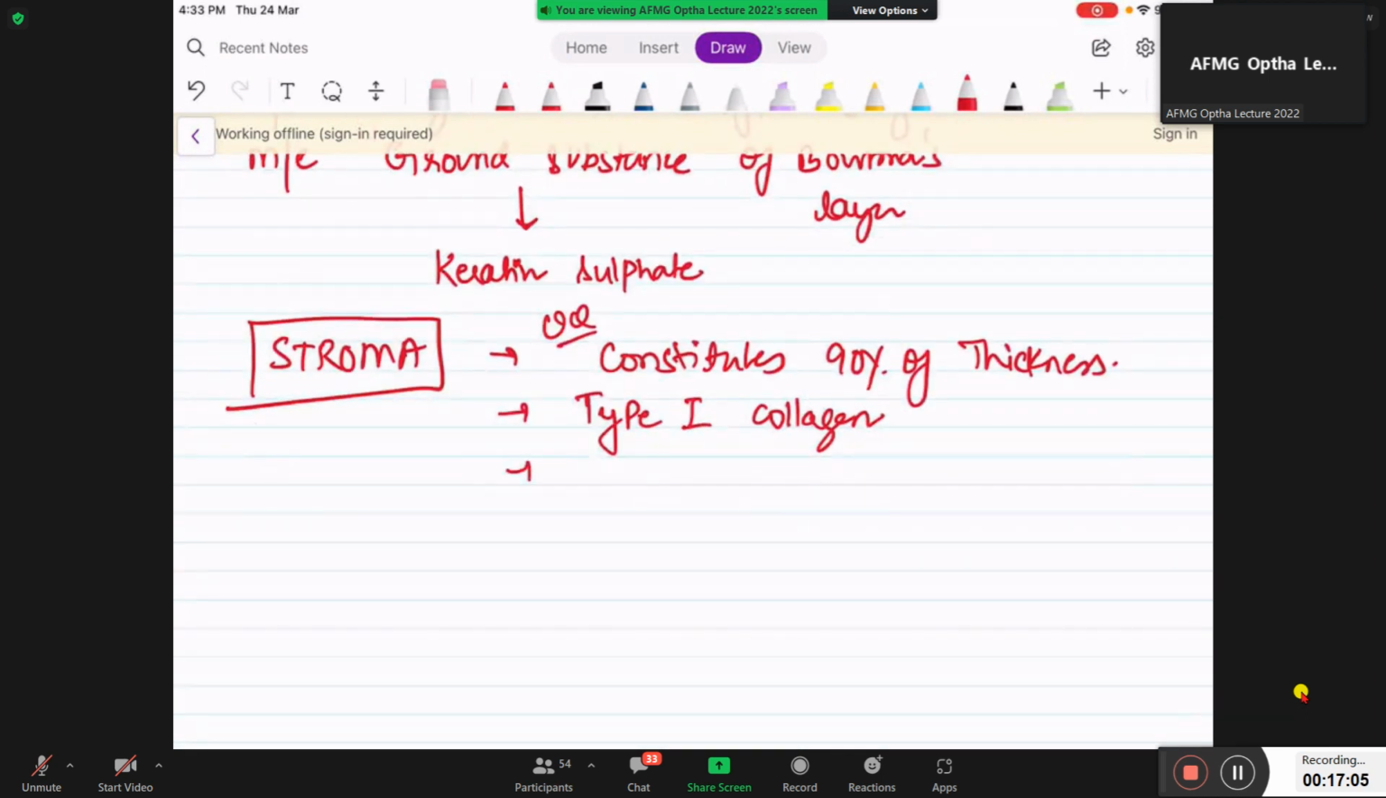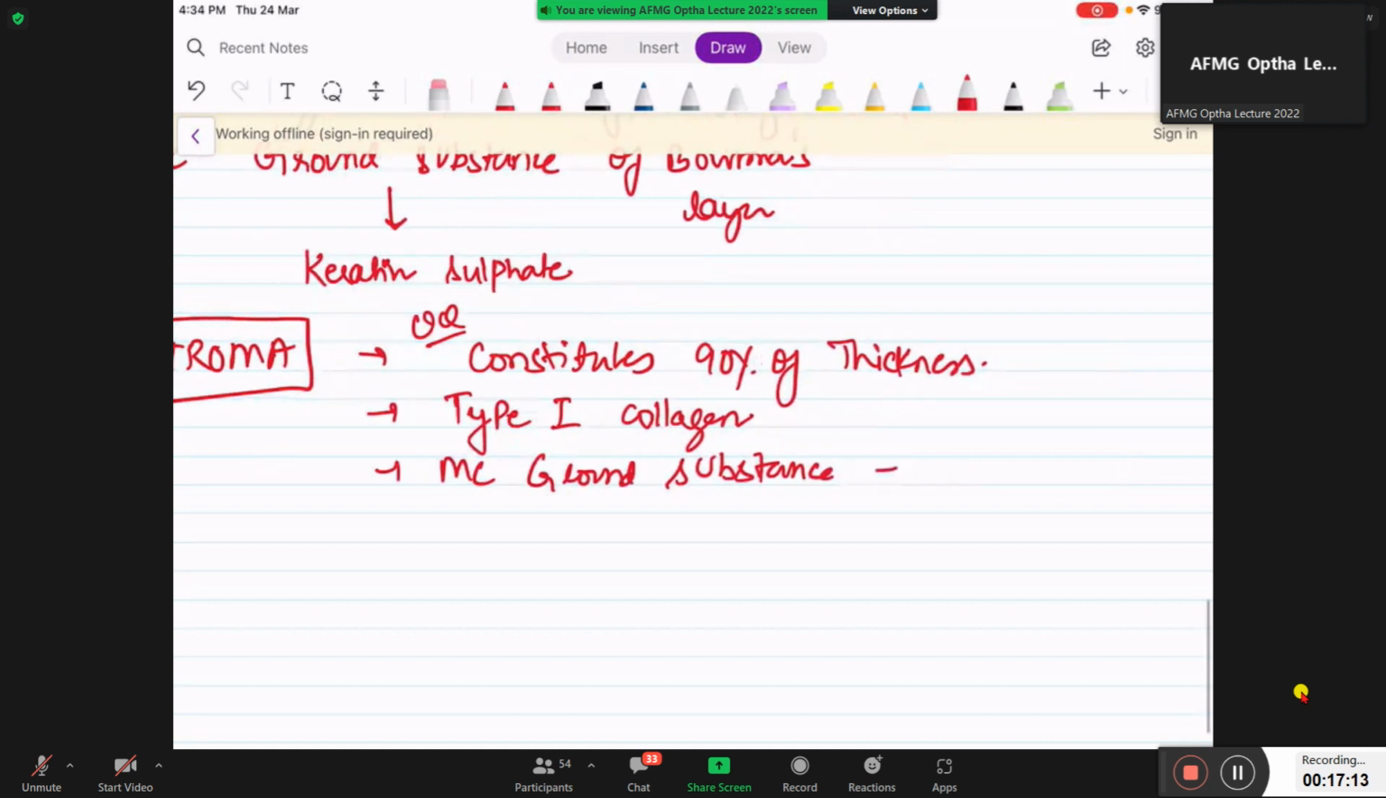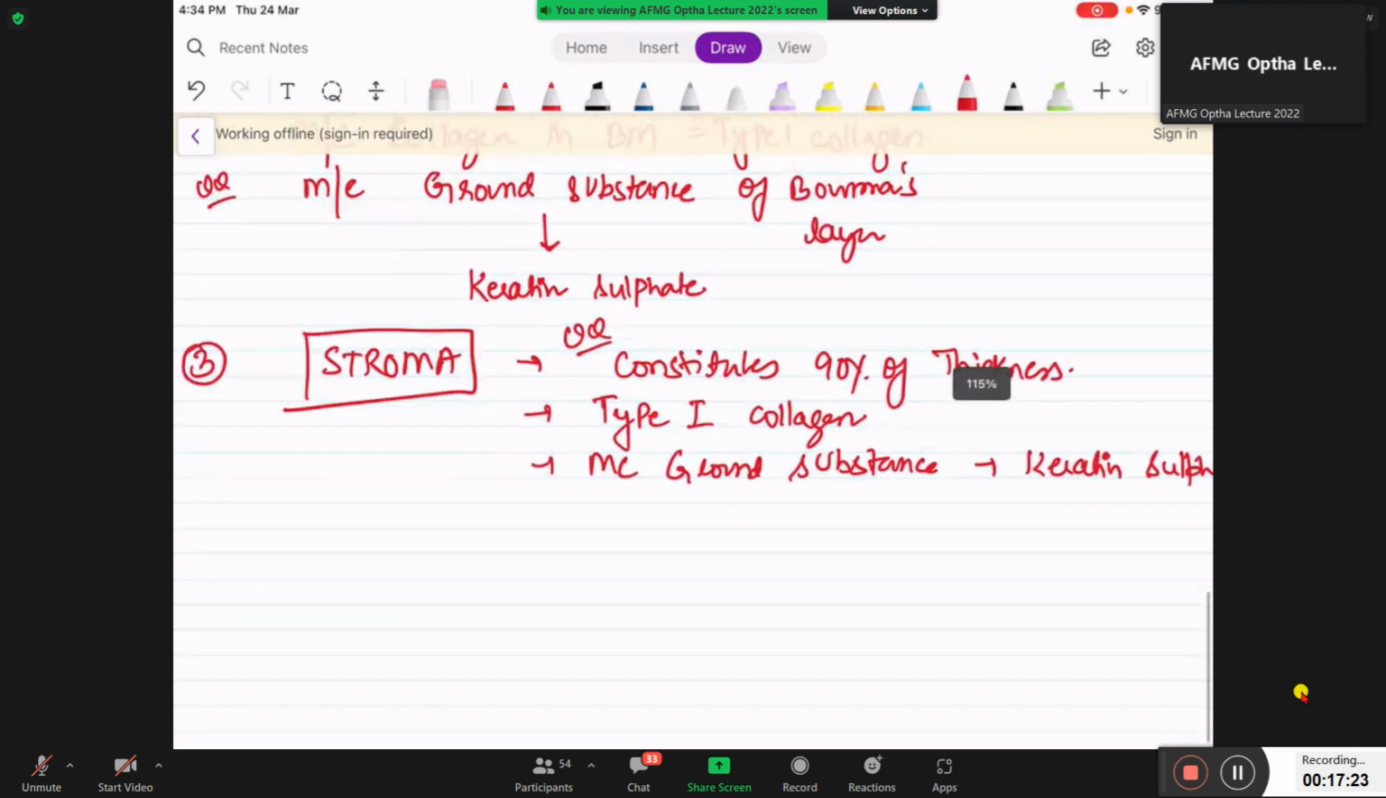And the most common ground substance, again, is keratan sulfate. Clear? So this is about your third layer, which is called the corneal stroma.